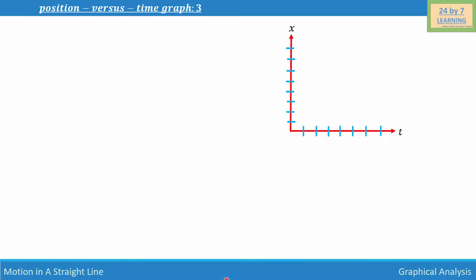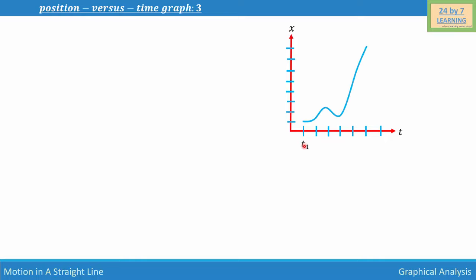Position versus time graph. Let's consider the position versus time graph for non-uniform motion. As you can see, this is my x-axis which represents the time, and this is my y-axis which represents the position x. What I'm going to do is consider a curve that represents a non-uniform motion. So this is the curve.